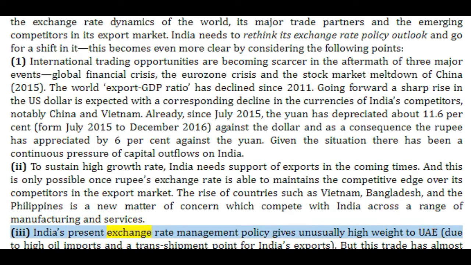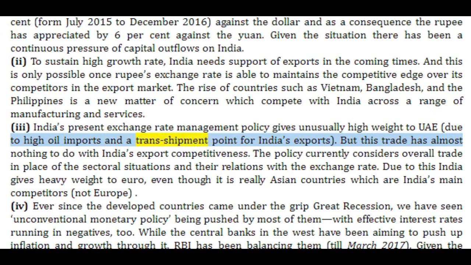3. India's present exchange rate management policy gives unusually high weight to UAE due to high oil imports and a transshipment point for India's exports.